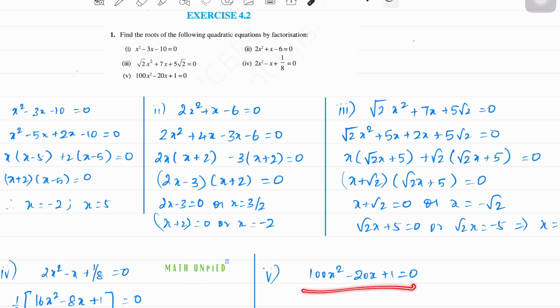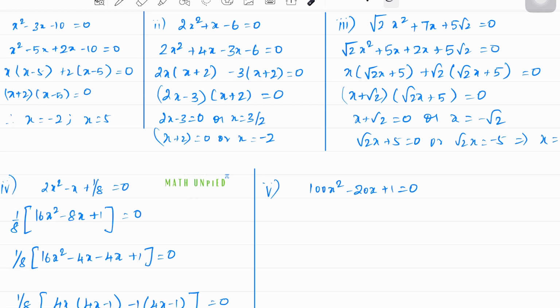100x squared minus 20x plus 1 equals 0. So how can we split this? Again, it's fairly straightforward. So this will be 100x squared minus 10x minus 10x plus 1 equals 0. So if you check, negative 10x and negative 10x will give negative 20x, and negative 10 into negative 10 will give you positive 100, which is 100 into 1.